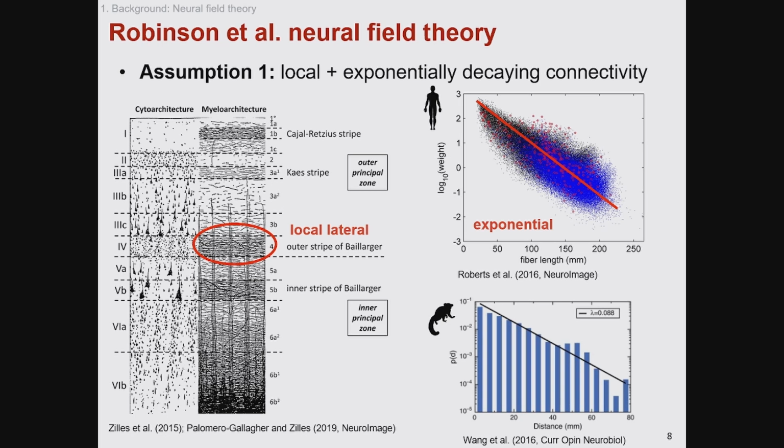So these two assumptions are biologically realistic, and the question is, how useful and important are these two types of connections?